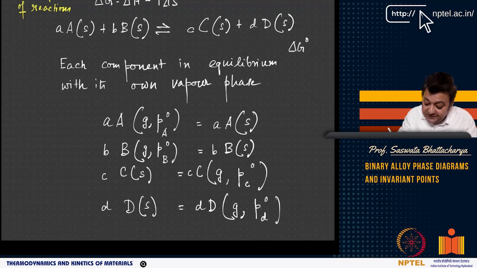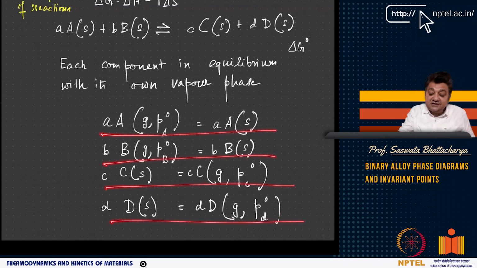Now PC naught, PD naught, PA naught and PB naught are the pressures when we are considering only pure A, pure B, pure C or pure D. That is the vapor pressure. So PA naught, for example, is the vapor pressure at equilibrium between pure solid A and vapor of A. Similarly, PB naught is the vapor pressure when B solid is in equilibrium with the B vapor phase. All these equations that I have written are equilibrium equations.